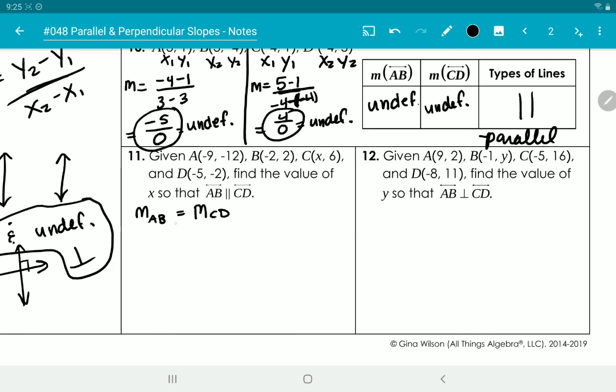Slope of AB. So we'll do x1, y1, x2, y2. So it's going to be y2 minus y1.